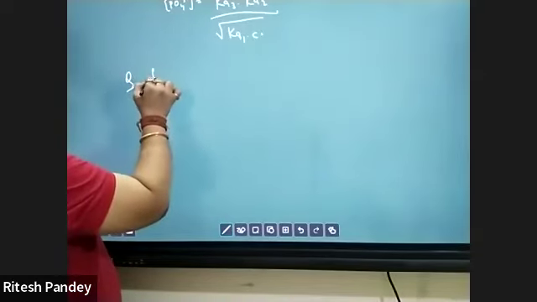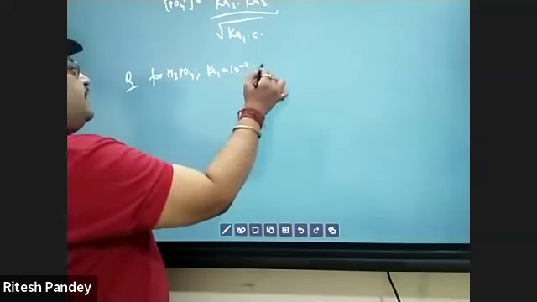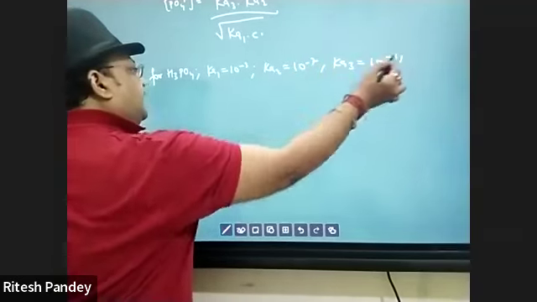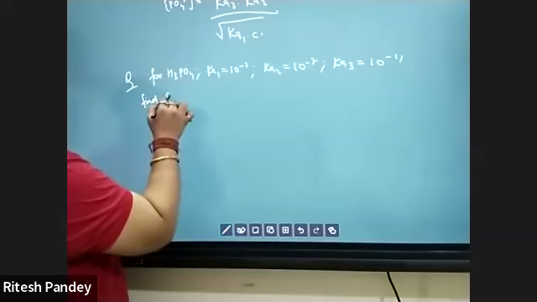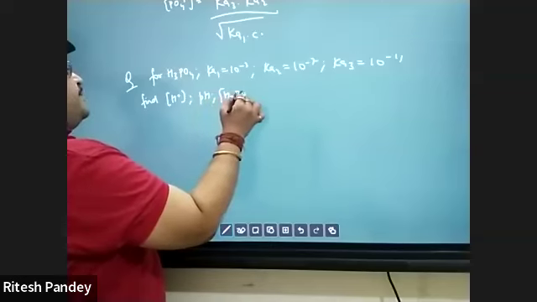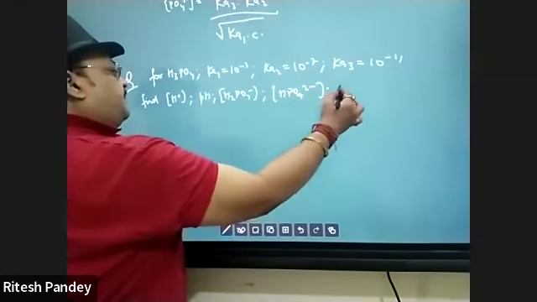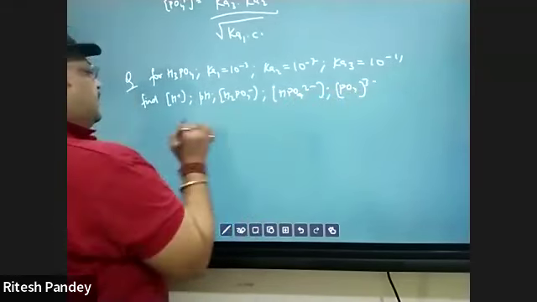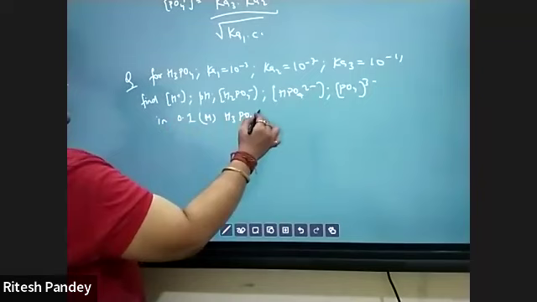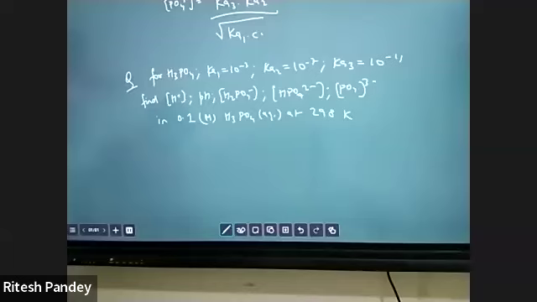question of this kind, where for H3PO4, the values of Ka1 and Ka2 and Ka3 are as expected, find H plus, then pH, then H2PO4 minus, and then HPO4 2 minus, and then PO4 3 minus in a solution of 0.1 molar phosphoric acid aqueous at 298 Kelvin. Hey, I think I'm being understood.